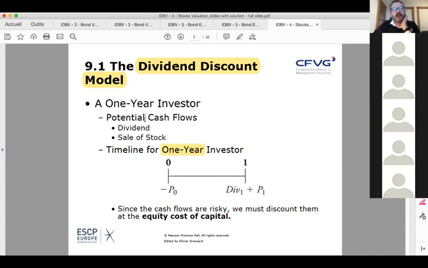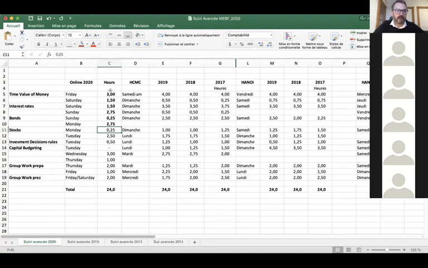So firstly, you remember in the bond chapter, when, sorry, it's not this one. Sorry, stop sharing. So that's my personal following of the time schedule. So we are on time, if you want to know. Despite the fact that it's online, we have the same rhythm as the previous years.